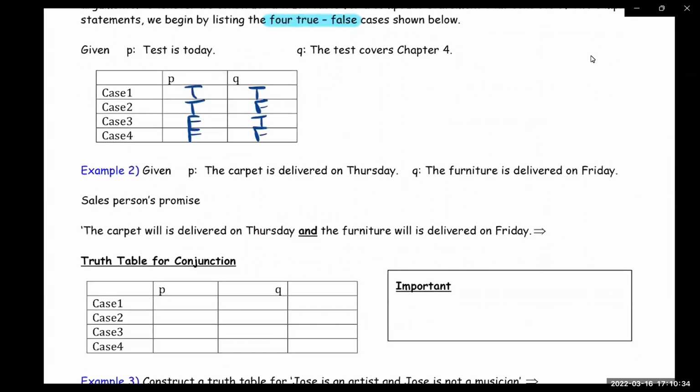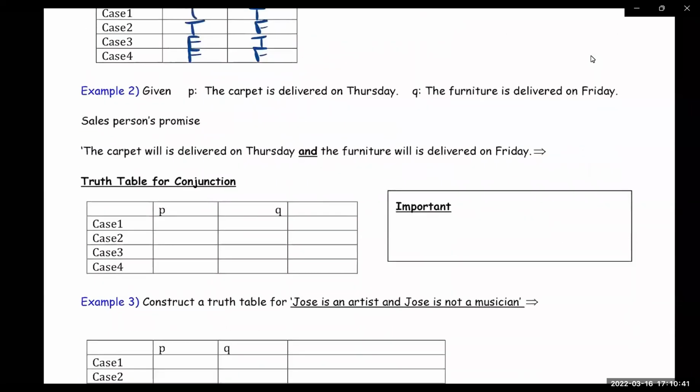Actually, let's just create another. Well, no, that's okay. We're going to get to that in the next example. All right, here we go.